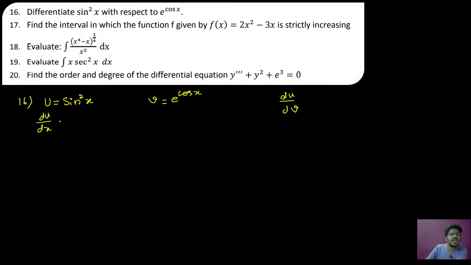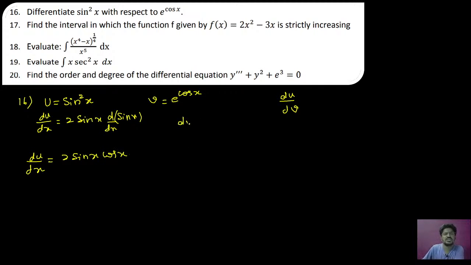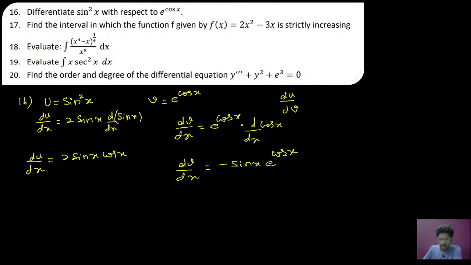What is du by dx? Apply chain rule. 2 sin x into d by dx of sin x. What is d by dx of sin x? That is cos x. du by dx will be equal to 2 sin x into cos x. Next, what is dv by dx? e to the power of cos x into d by dx of cos x. Okay. So dv by dx will be equal to, differentiation of cos x is minus sin x, into e to the power of cos x.